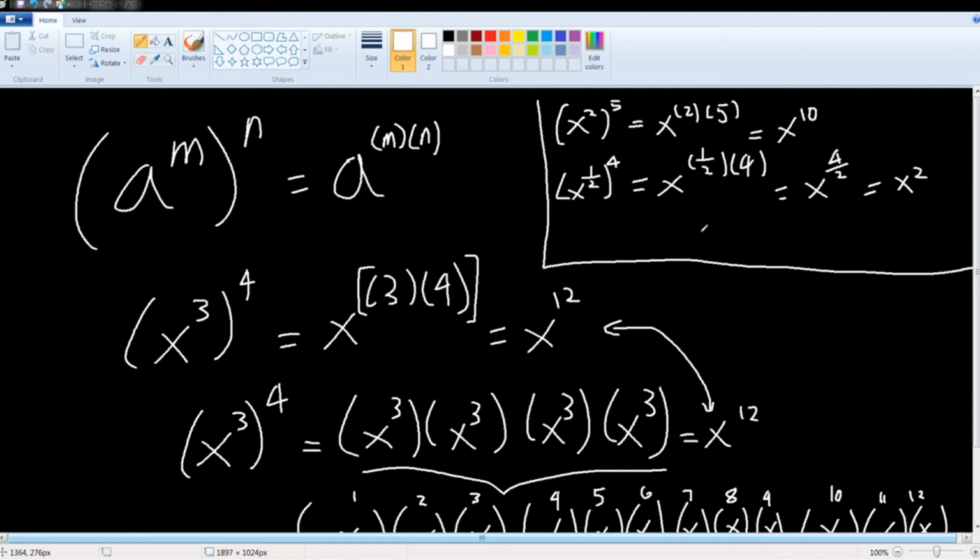And how do we show this? Well, if we think about x to the 1/2, that's just the square root of x, right? We have that 4 times. If you look carefully, each of these pairs becomes just x, right? Because square root of x times square root of x is just x. So essentially, you'll just get x squared. And that is the exponent property of raising a term to another power.